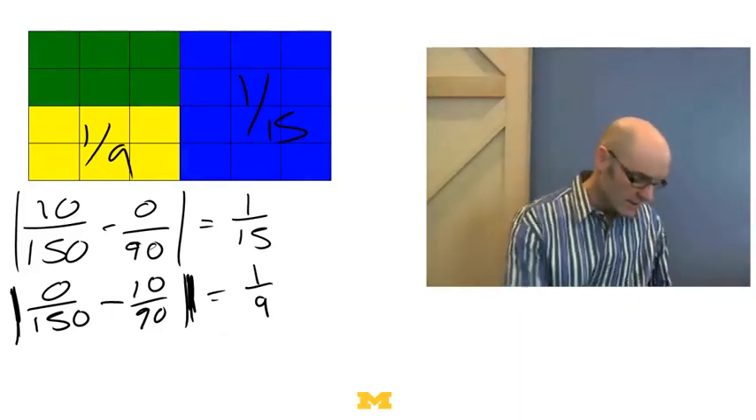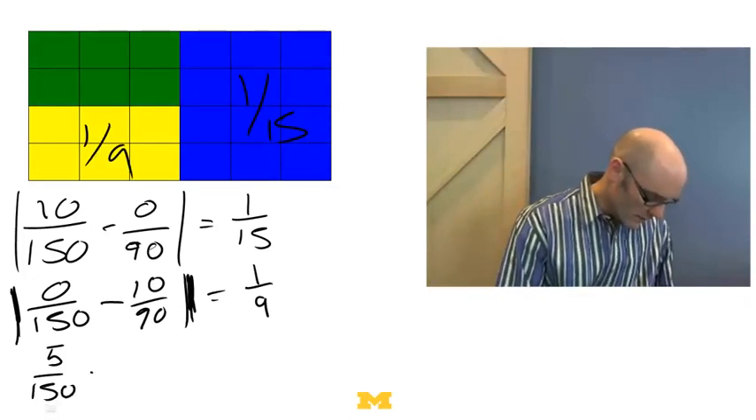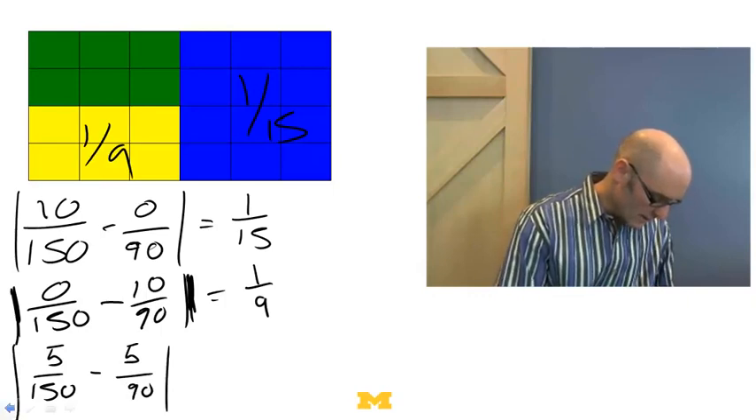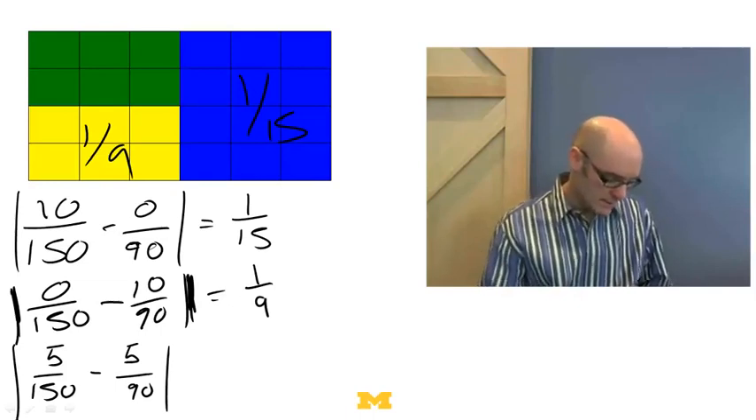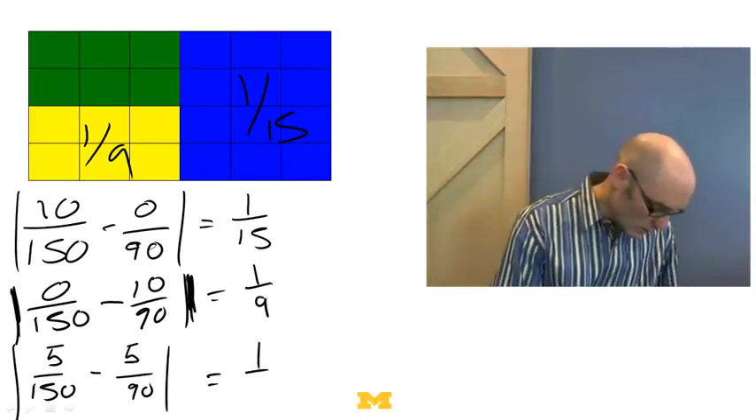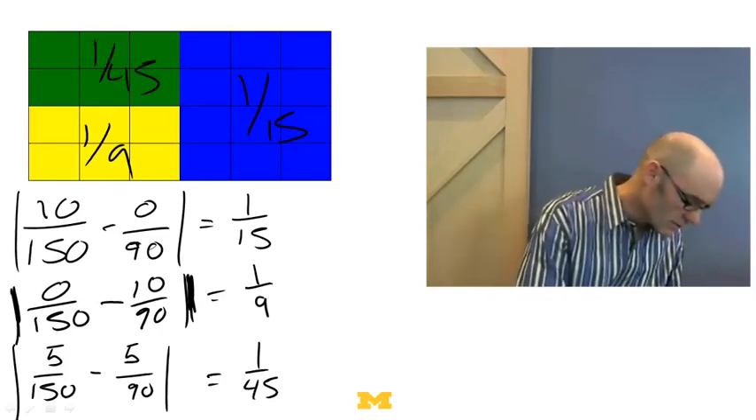Then finally, I've got these green districts. Now remember, these have 5 blue, so that's 5 over 150, and they've got 5 yellow, so that's 5 over 90, right? And I take the absolute value. Now what do I get there? Well, that's 1 over 30 minus 1 over 18. This is complicated, but we're going to find out that this is equal to 1 over 45.